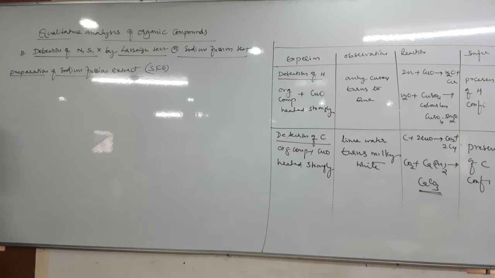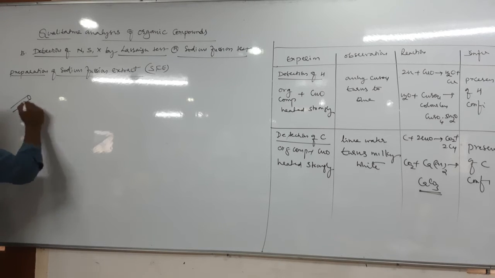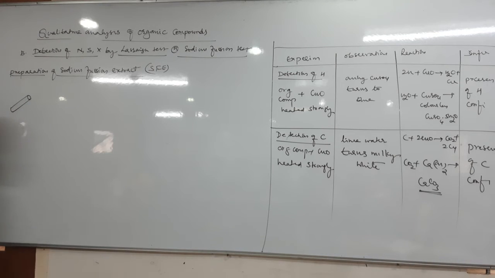To prepare the sodium fusion extract, a small piece of sodium metal is taken in a fusion tube. A fusion tube is a small test tube. It's just like a test tube, but a test tube is 10 ml, and this is around 2 to 3 ml. It's very small, and of course it is harder compared to a test tube. That is called a fusion tube.